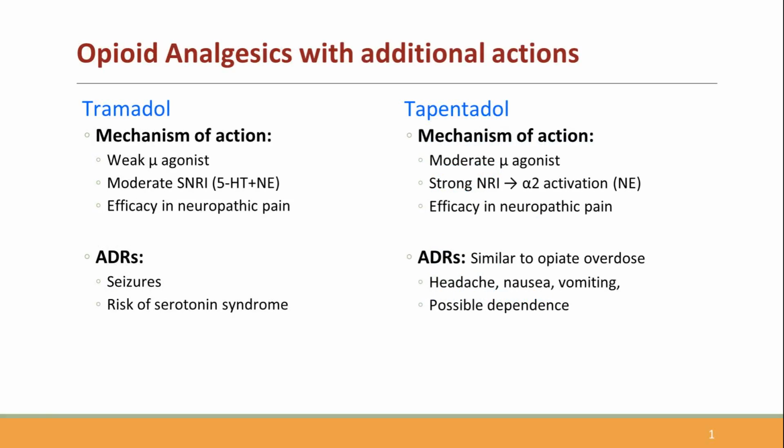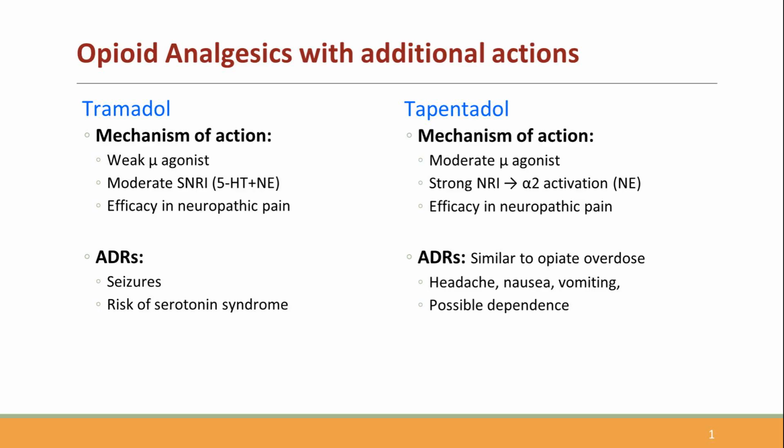Tramadol is a weak mu receptor agonist but also inhibits the reuptake of serotonin and norepinephrine. This dual action makes it useful in neuropathic pain. However, because of its serotonergic effect, it carries the risk of serotonin syndrome and may precipitate seizures, especially at higher doses or when combined with other serotonergic agents.